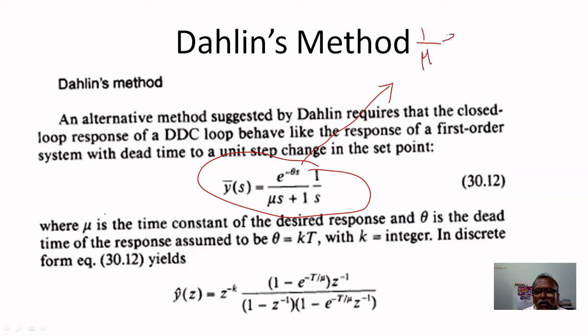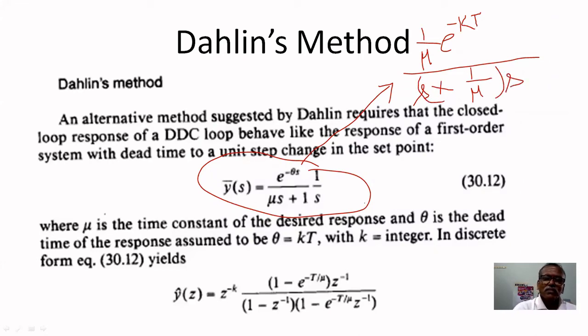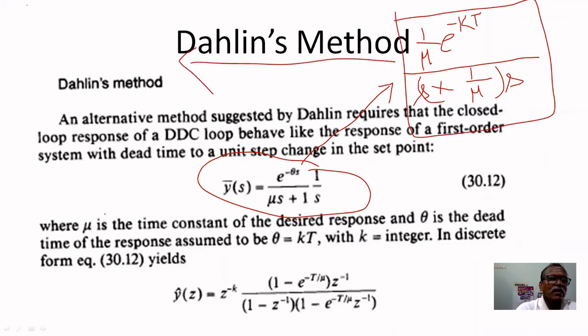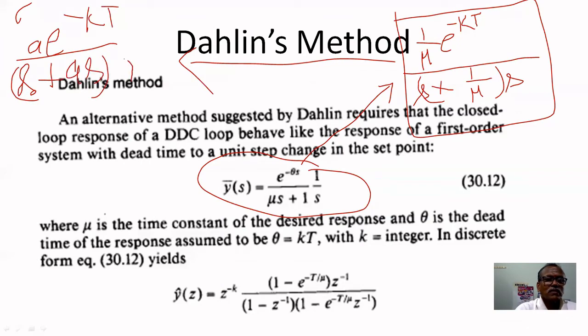1 by mu, e power minus theta equal to KT upon S plus 1 by mu multiplied by S. You can write it like this. For this, what is the Z transform? You have to see. This is looking like A e power minus KT upon s plus a, 1 by a s multiplied by s. It is looking like this.